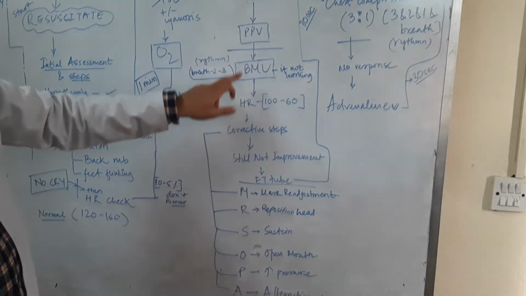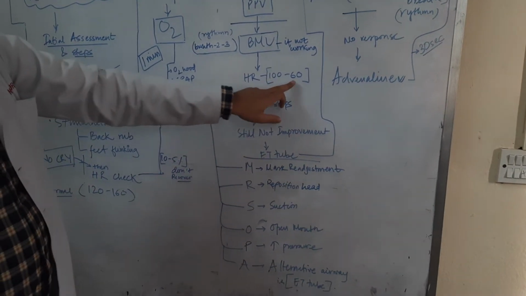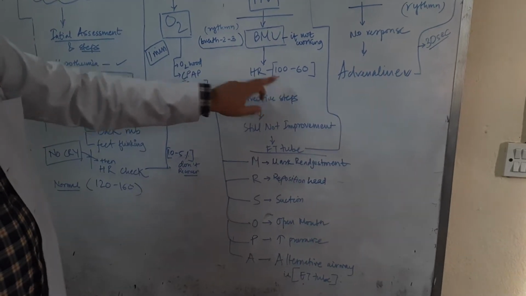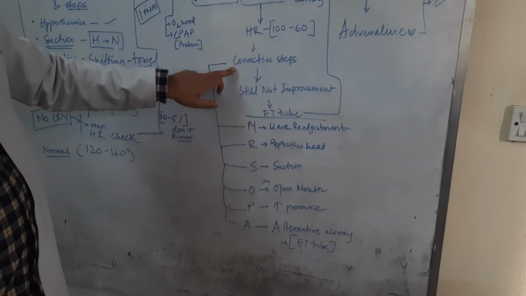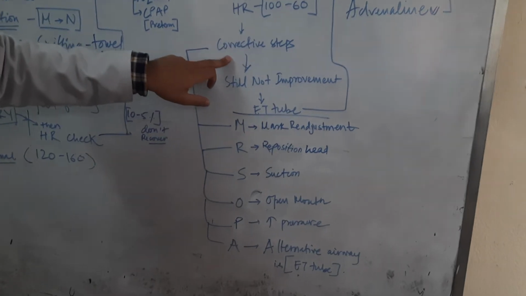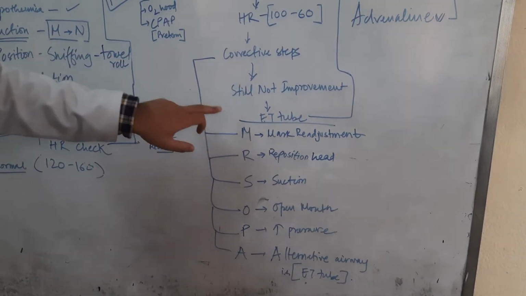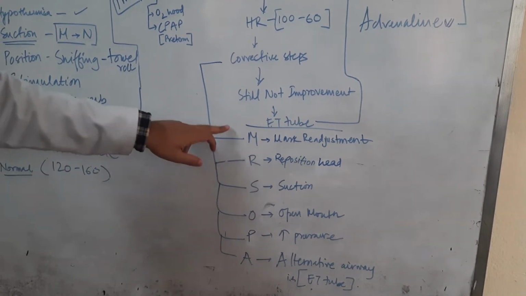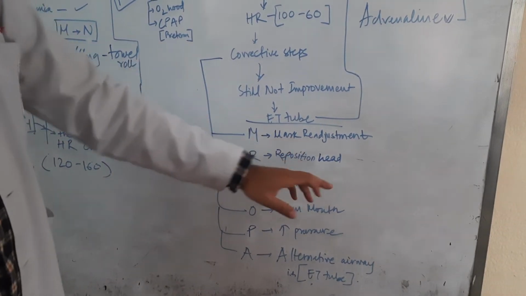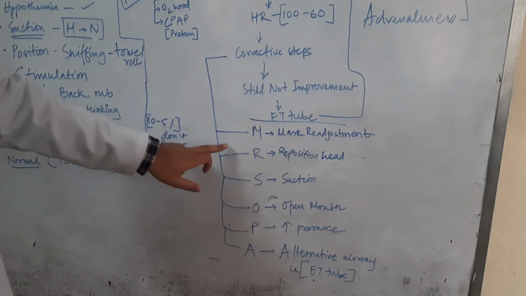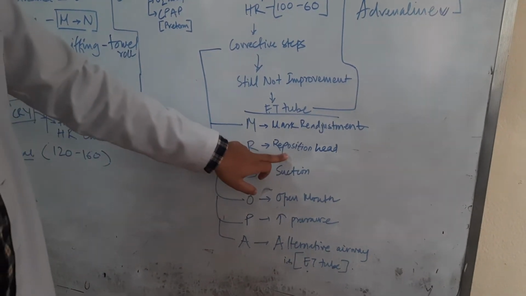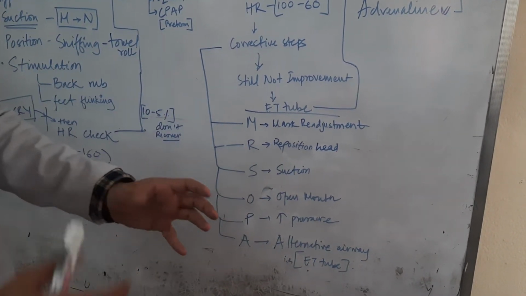But if the heart rate is above 60 but below 100, then we have to start some ventilation corrective steps. The ventilation corrective steps can be remembered by the mnemonic MR SOPA. M is for mask readjustment, you readjust the mask. R is for repositioning of the head, you again bring the head back to sniffing position.